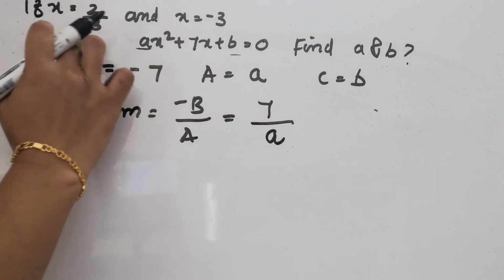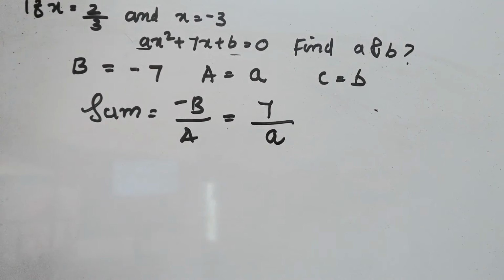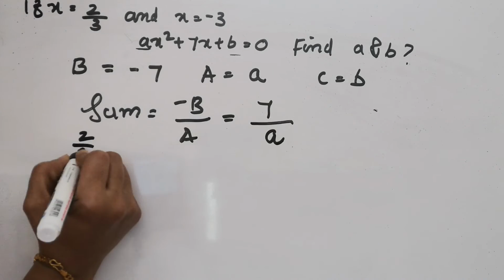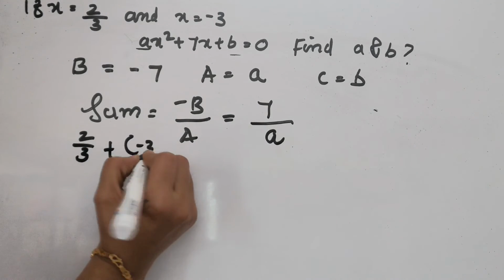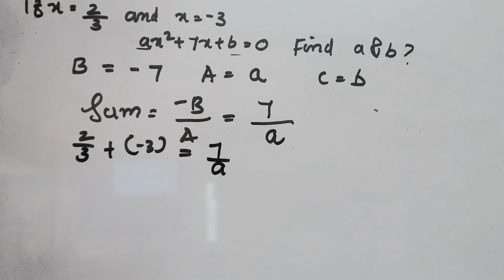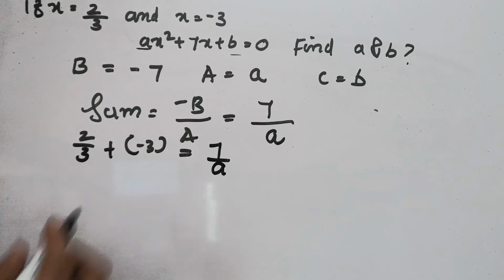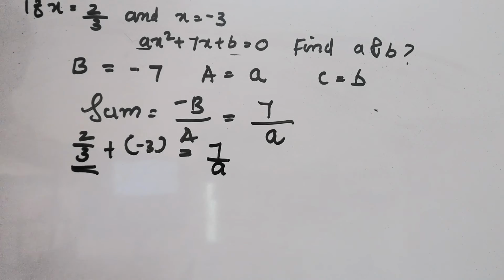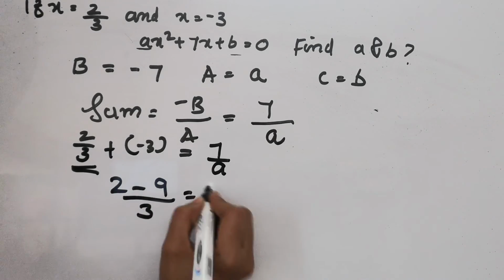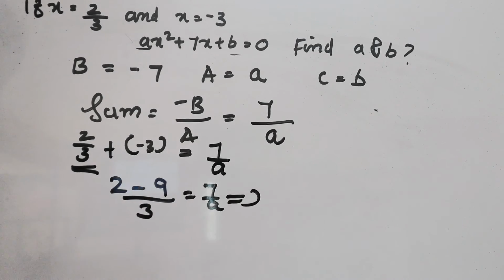Okay, then we check with the sum of the roots. Here we get two roots: x is equal to 2 by 3 and x is equal to negative 3. So we find the sum of these two roots. We have to write 2 by 3 plus negative 3. Then we compare with 7 by a. Clear? So 2 by 3 plus negative 3, how can we write that? First we find the LCM. Then 2 minus 9 divided by 3 is equal to 7 by a.